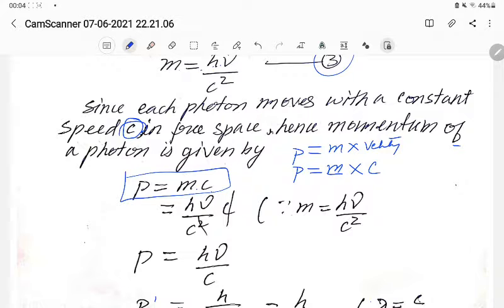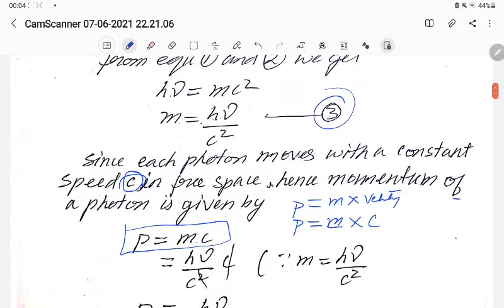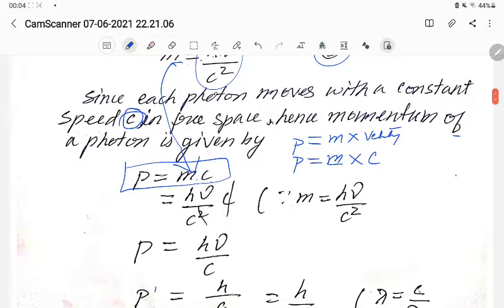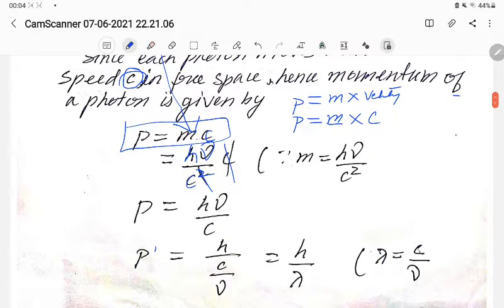Now what is m? m equal to h mu by c square. So h mu by c square into this c. One c and one c will cancel. Now we will have h mu by c, right?